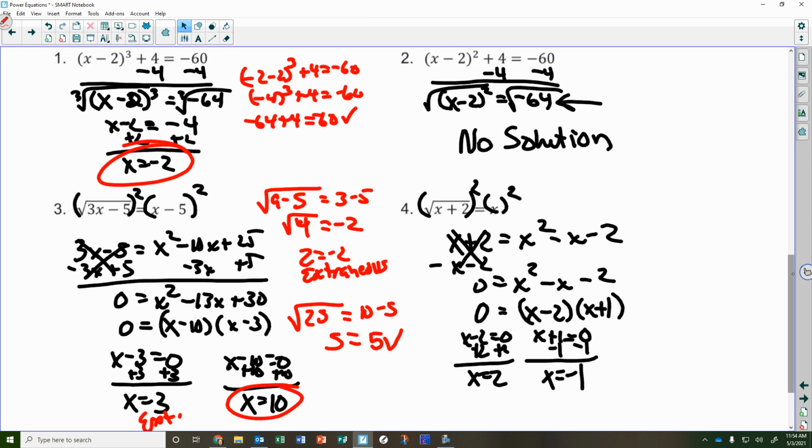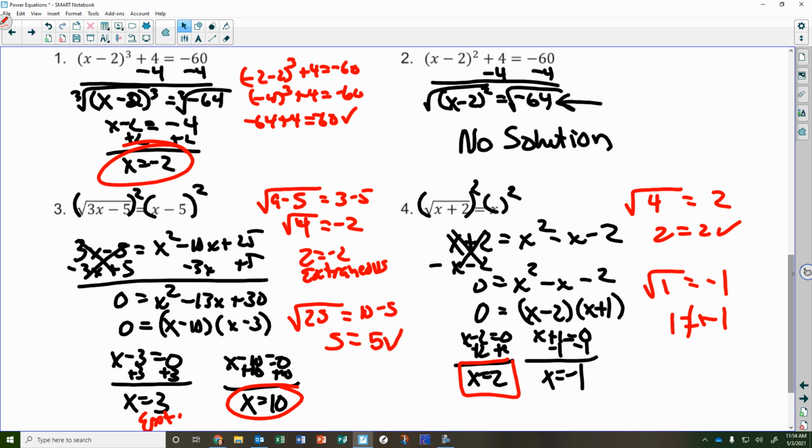Okay. If I plug a 2 into here, the square root of 2 plus 2 is 4 equals 2. Okay. So I know the square root of 4 is 2, so 2 equals 2. That checks. So that is a solution. If I plug a negative 1 into here, the square root of negative 1 plus 2 is 1, and x is negative 1. Well, 1 does not equal negative 1, so that is not a solution. That is extraneous.